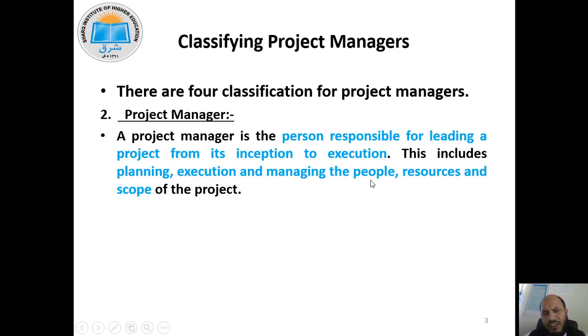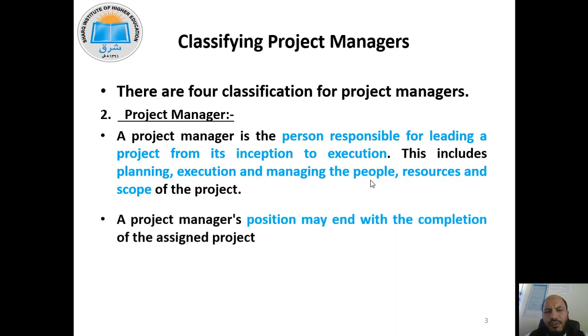So a project is an endeavor which has specific results. A project is an activity which has a specific start date and a specific end date. So the person who is responsible to take all these activities, to manage these resources, to plan the activities, to execute all the planned activities, to control them, and finally close the activities by achieving the quality is called the project manager.